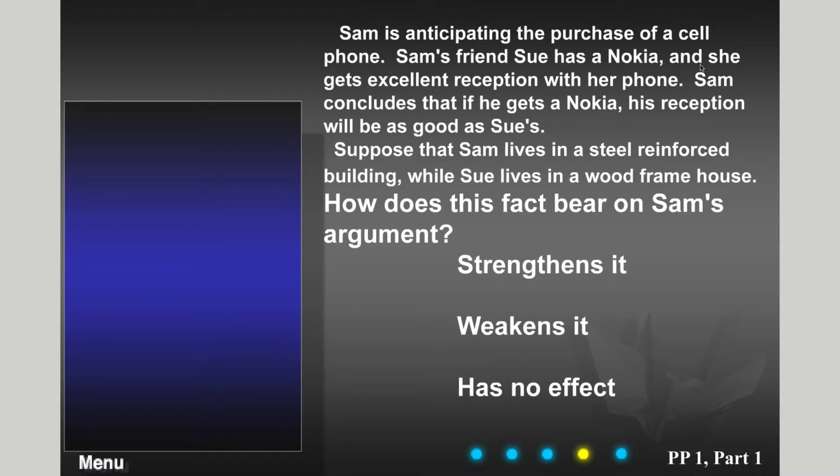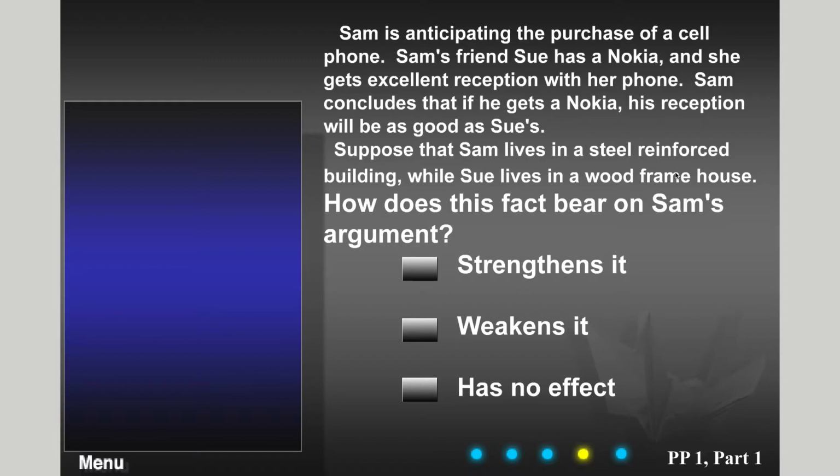So again, it's the same thing. Sam concludes, by analogy, that if he gets a Nokia, his reception will be as good as Sue's. Now suppose that Sam lives in a steel reinforced building while Sue lives in a wood frame house. Okay? This is again going to weaken Sam's argument. I'm presuming that a steel reinforced house would make it more difficult to get good reception, and so we're going to weaken the argument. Okay?